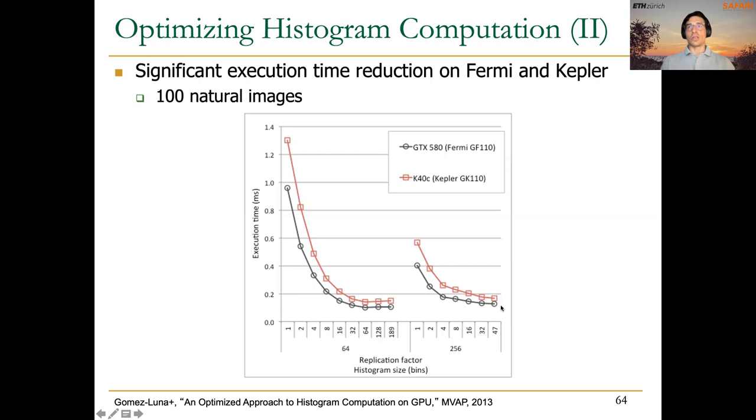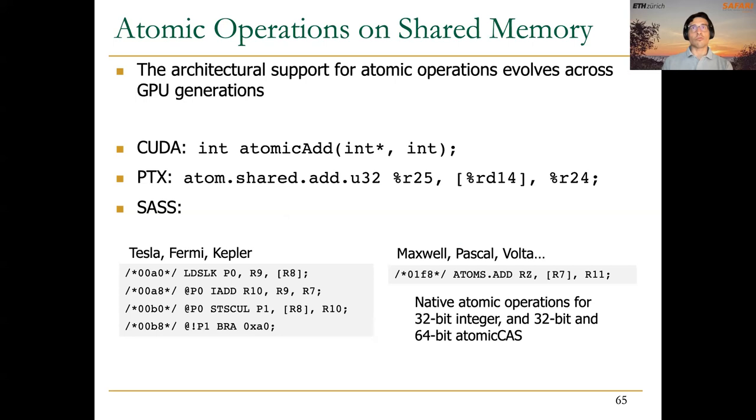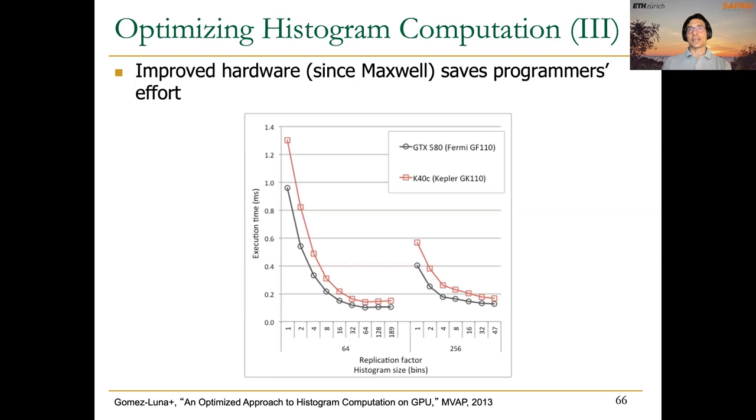The thing is that for Maxwell, the hardware itself improved greatly because atomic operations started to be supported natively by the hardware. And what happened is that we don't need anymore to try these fancy optimizations using multiple subhistograms per thread block and so on.